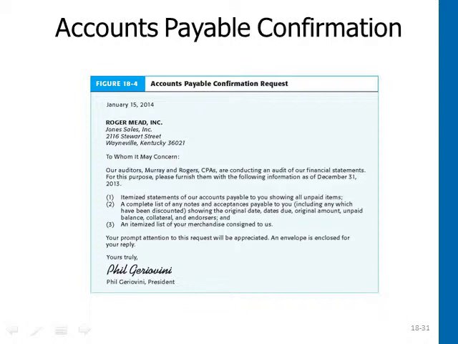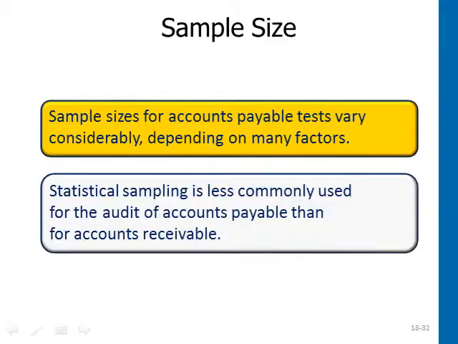And this is an example of an accounts payable confirmation request, and you will have seen this already, or you will see this with respect to accounts receivable. It acts as third-party independent verification of accounts payable balances as reported in the year-end or cycle-end accounts payable liability account. And obviously, the sample sizes we choose for accounts payable tests vary considerably depending on many factors, not the least of which is our assessment of internal controls around the acquisition and payment cycle. Statistical testing is less commonly used for the audit of accounts payable than for accounts receivable.